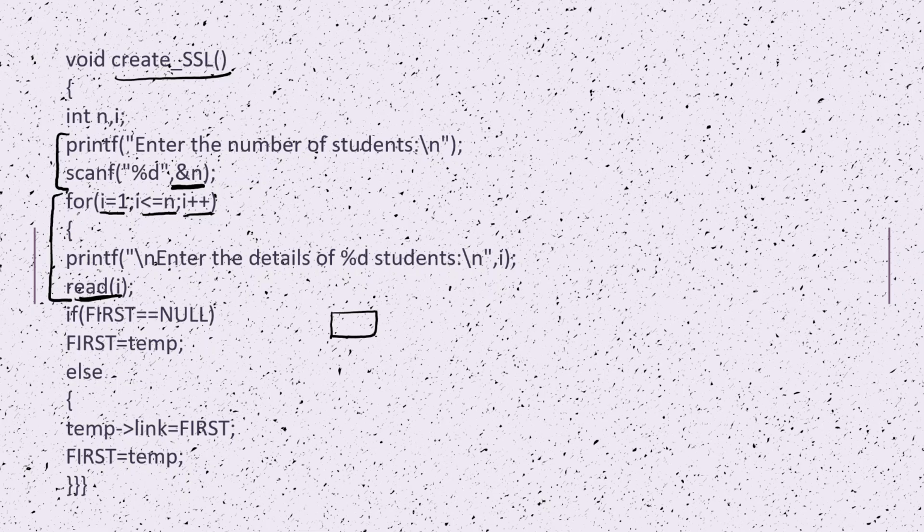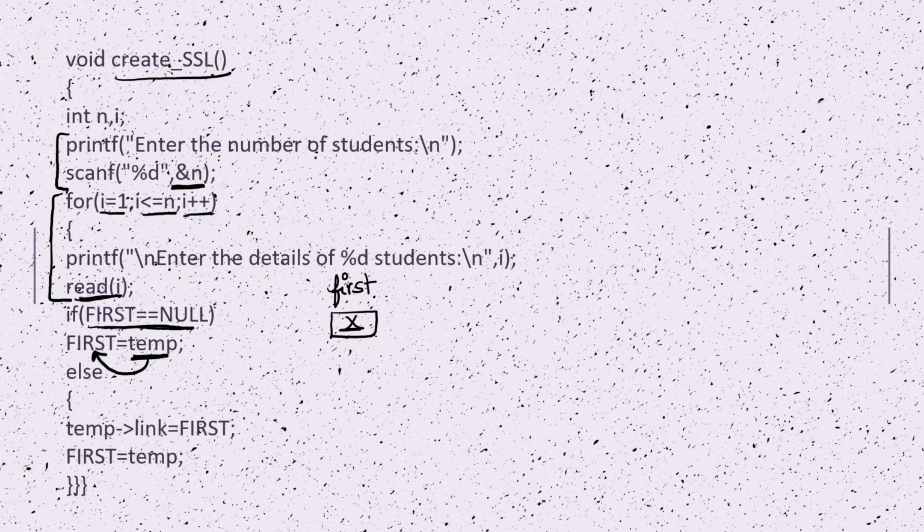So how do you check if the linked list is empty? If the linked list is empty, the head node or the first node should not contain anything. If the first node pointer does not contain anything, that means it is equal to null, then whatever you create as temp node will become the first. The address of the temp would be stored here.